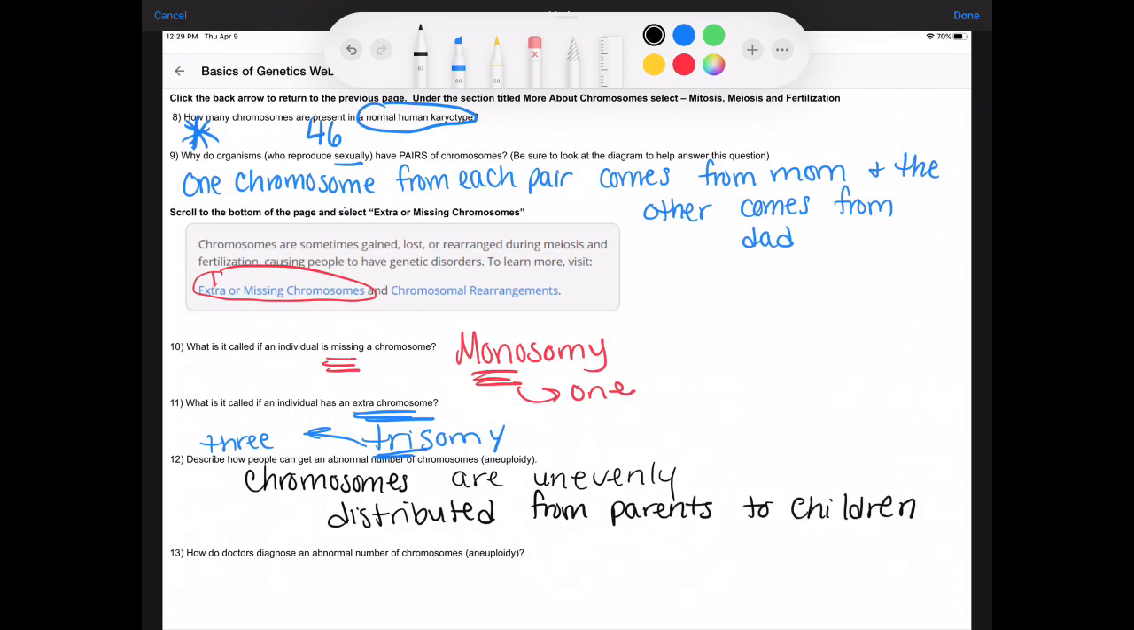And the last question, how do doctors diagnose if a problem like that is going to happen where aneuploidy or an abnormal chromosome number is there? They use genetic testing. So the information that I star is really the information that you want to study for the quiz that's coming on Friday.